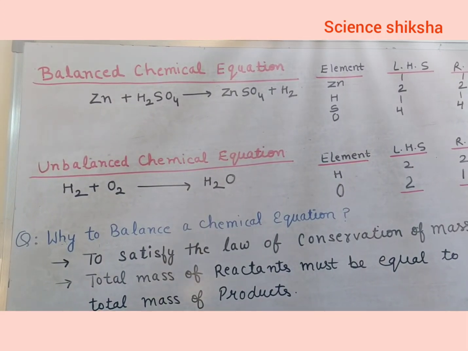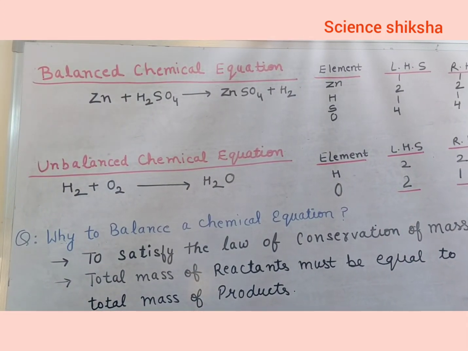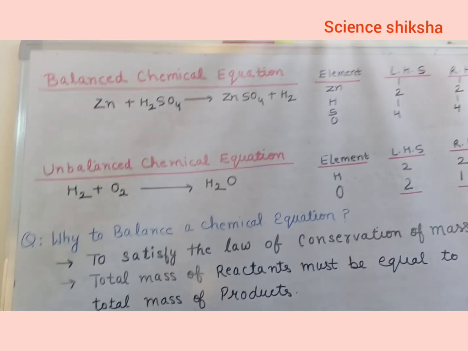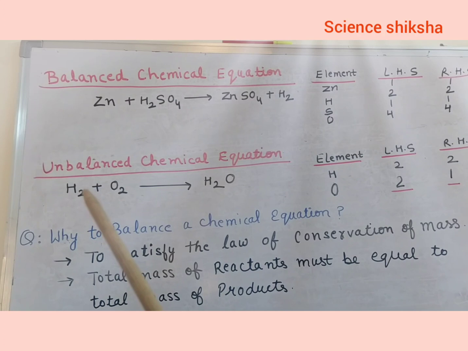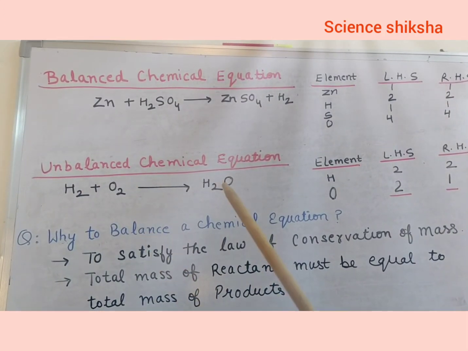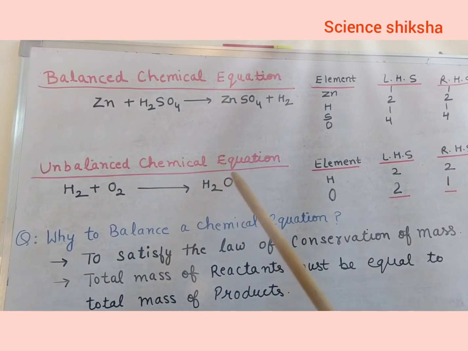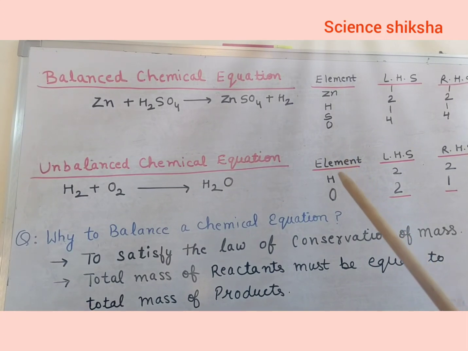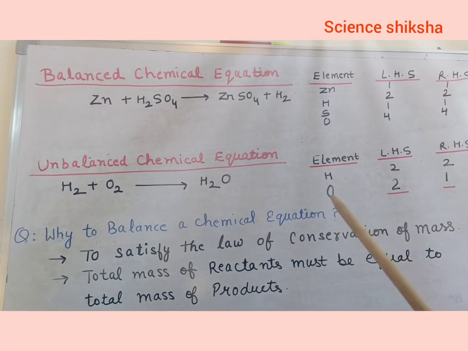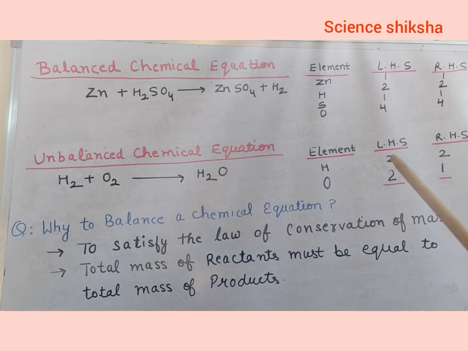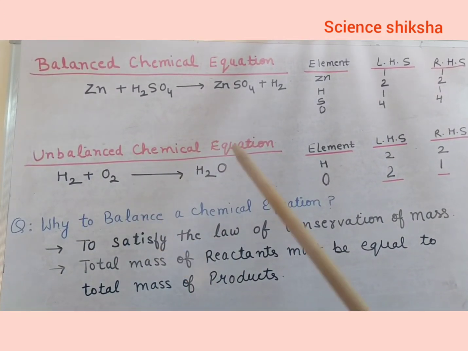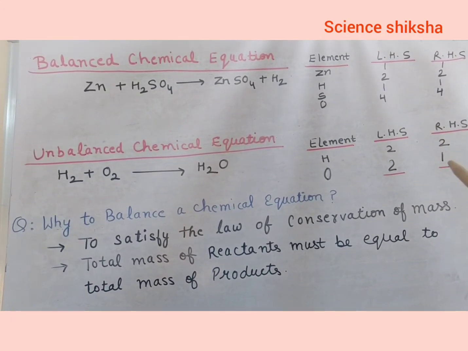Now comes the unbalanced chemical equation. Look at the equation. Hydrogen plus oxygen gives water. Now in the same way, write the elements here, hydrogen and oxygen, and write the atoms of different elements present on the left hand side as well as on the right hand side.